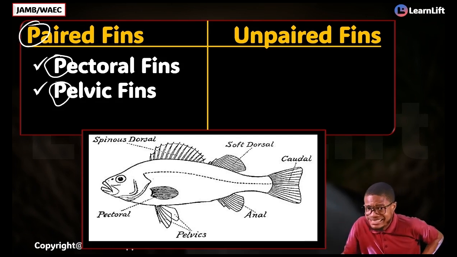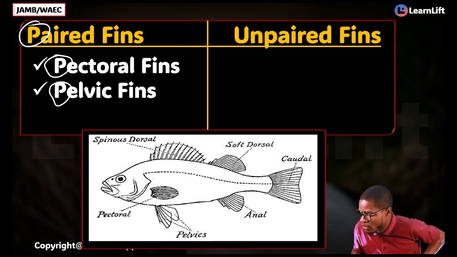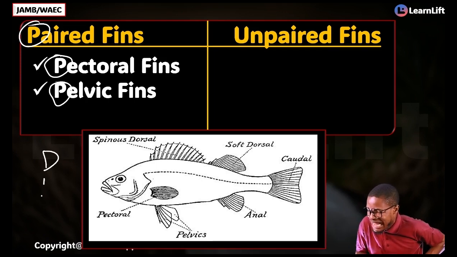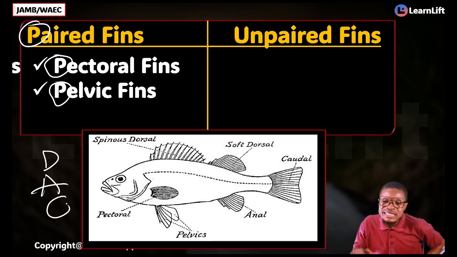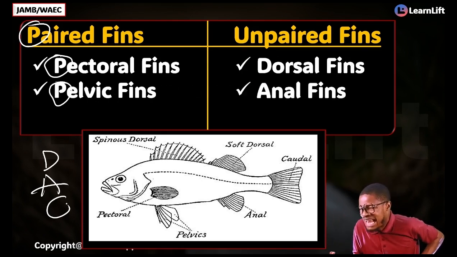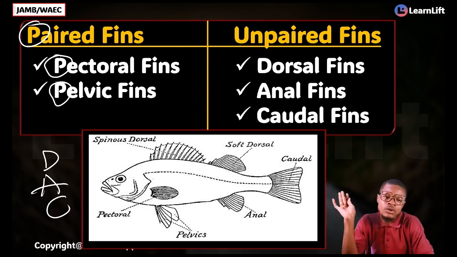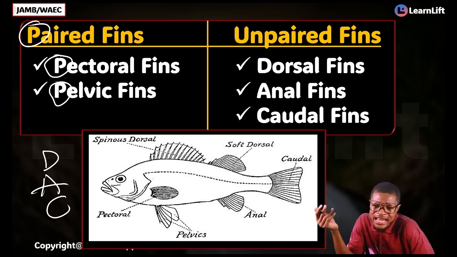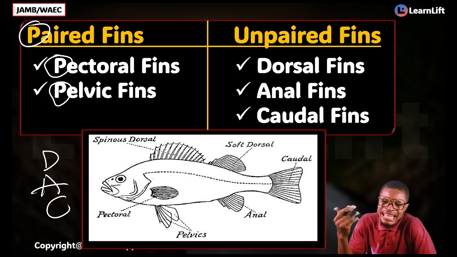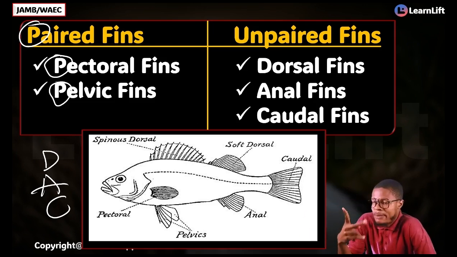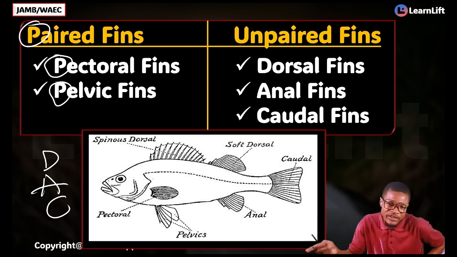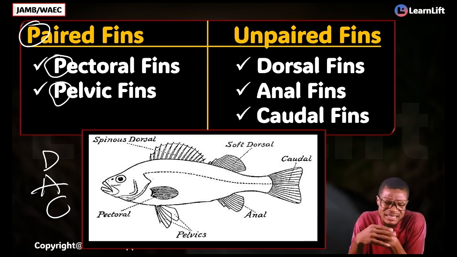On unpaired fin, there's an acronym. It is DAC. What is the acronym for it? The acronym is DAC, D-A-C. What is DAC? Dorsal fin, anal fin, and caudal fin. That's all. So the unpaired fins are DAC: dorsal, anal, caudal. But the paired fins, they are PP: pectoral and what? Pelvic fin.